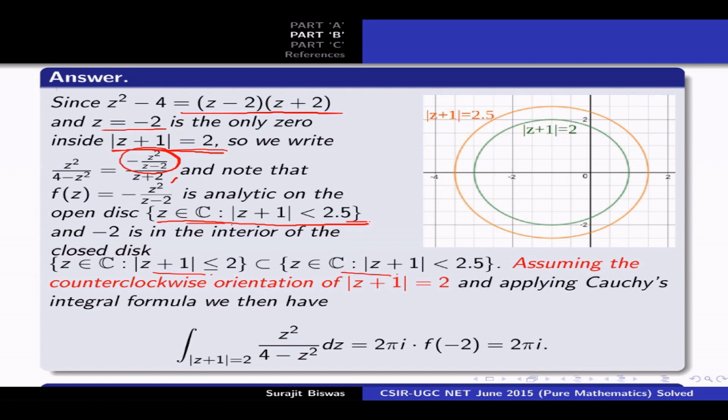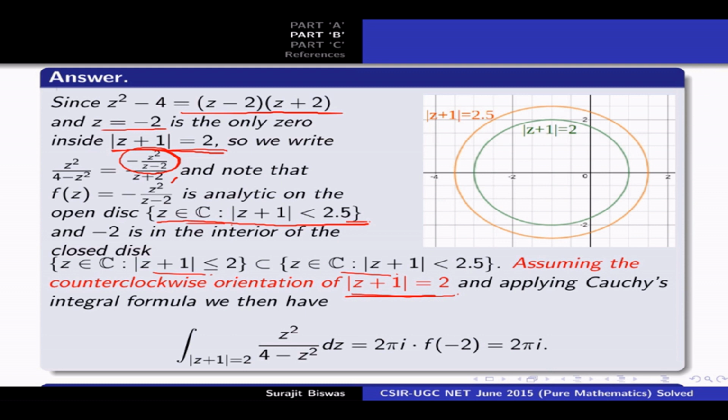Assuming the counterclockwise orientation, we need to assume this. It is not mentioned in the question, but it should have been mentioned, otherwise the question is incomplete. If we consider the opposite orientation of this circle, then the answer would change the sign. So we need to mention the orientation of the curve on which we are taking the integration.